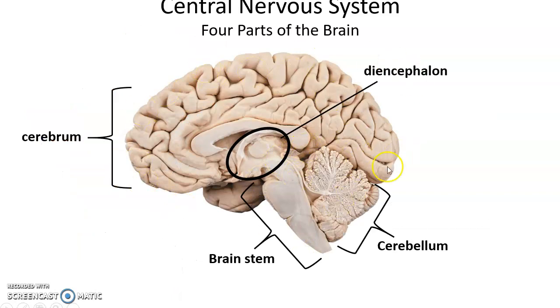Here is the brain. The brain has four main parts. The biggest wrinkly part here is the cerebrum. There's a smaller region internal called the diencephalon that you can only see if you cut the brain in half. There's the brainstem that connects to the spinal cord, and this other smaller wrinkly mass called the cerebellum.